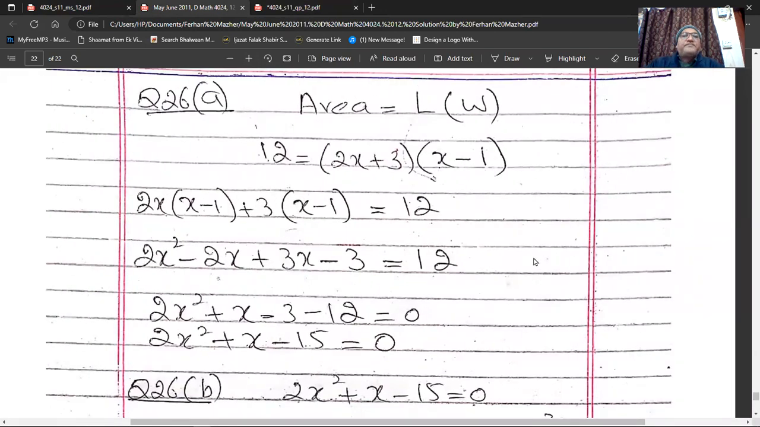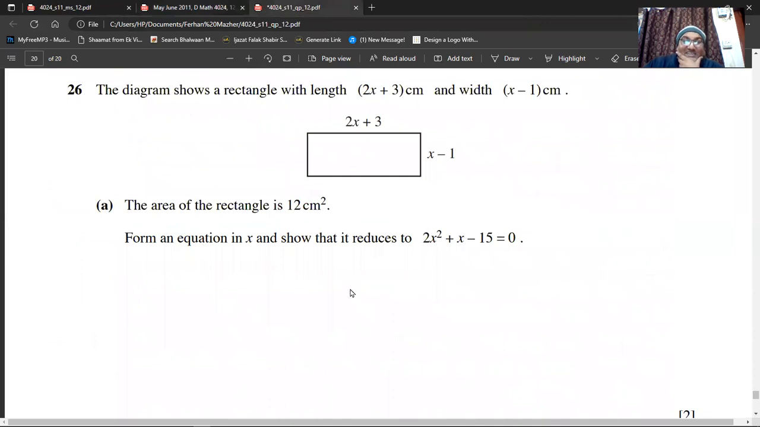Area is length multiply width. So 12 is equal to (2x plus 3)(x minus 1). So 2x multiply x minus 1 plus 3 into x minus 1 equals 12. This will become 2x squared minus 2x plus 3x minus 3 equals 12. So this will become 2x squared plus x minus 3 minus 12 equals 0, which is 2x squared plus x minus 15 equals 0. This was the thing which they asked us to show.